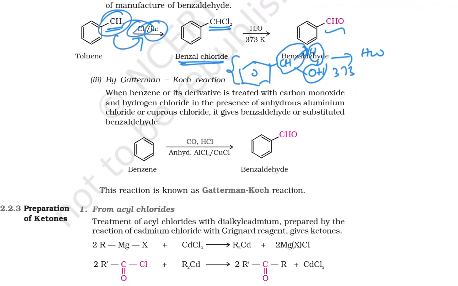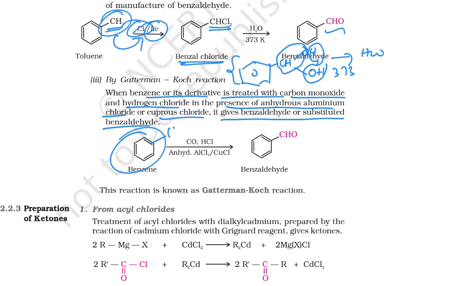Gattermann-Koch reaction. When benzene and its derivative are treated with carbon monoxide and hydrogen chloride in the presence of anhydrous aluminum chloride and cuprous chloride, it gives rise to benzaldehyde or substituted benzaldehyde. So your benzene is there, in all the positions hydrogen is there. This hydrogen, when combined with carbon monoxide in the presence of HCl, forms a CHO. So this is the reaction condition. This is used as a catalyst. We call this the Gattermann-Koch reaction.